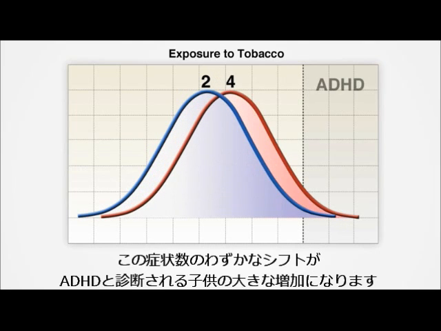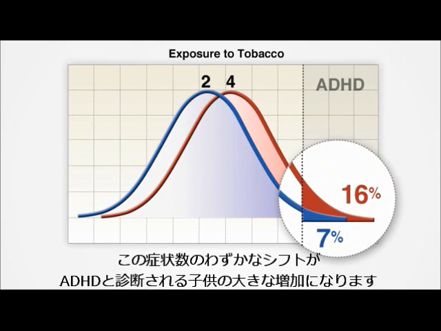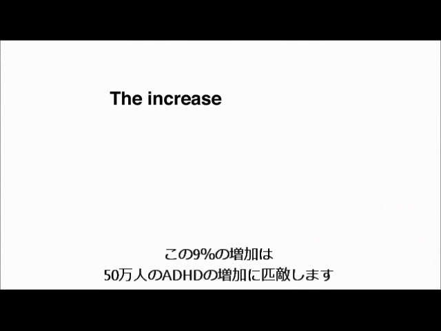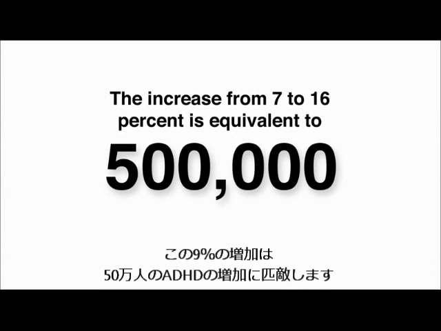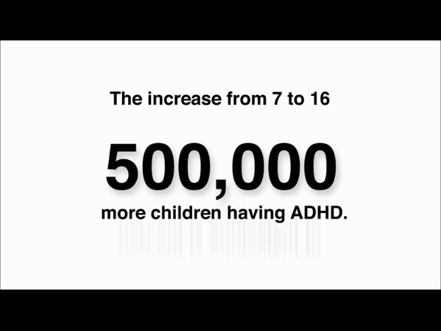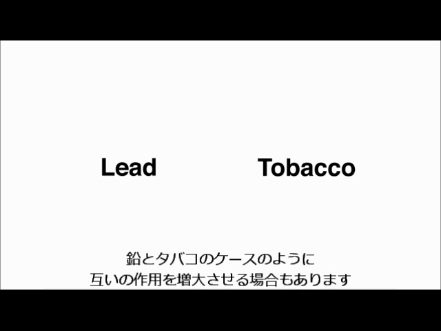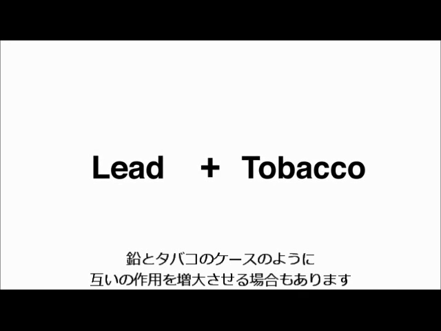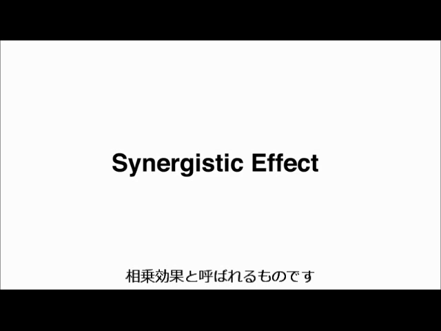This subtle shift in ADHD symptoms results in a large increase in the percent of children who have ADHD. The increase, from 7 to 16%, is equivalent to 500,000 more children having ADHD. Sometimes risk factors act independently. In other cases, like with lead and tobacco, they can magnify the impact of each other. This is called the synergistic effect.